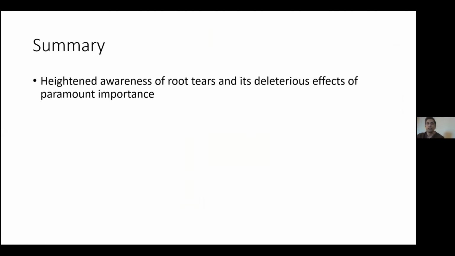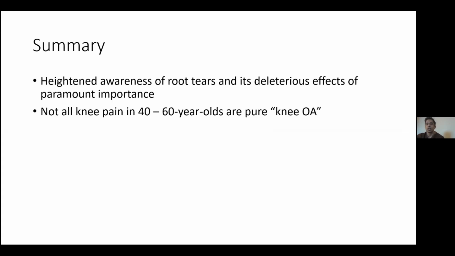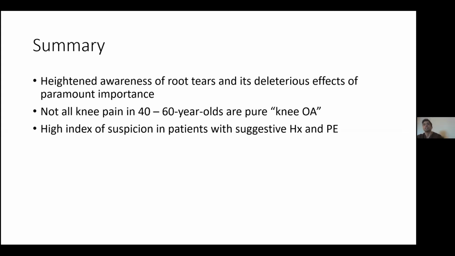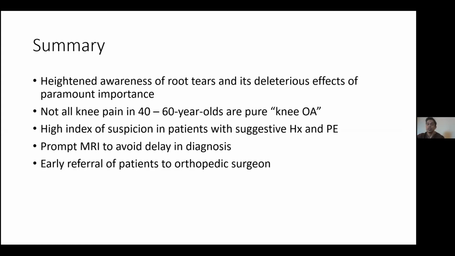So in summary, I think what we need is heightened awareness of root tears and their deleterious effects. I think that is of paramount importance. Not all knee pain in 40 to 60-year-olds is pure knee OA. Always have a high index of suspicion in patients with suggestive history and physical examination. Prompt MRI to avoid a delay in diagnosis. And I think early referral of patients to an orthopedic surgeon is important.